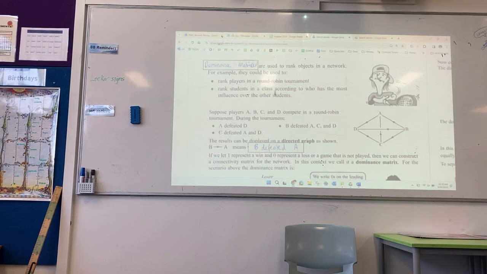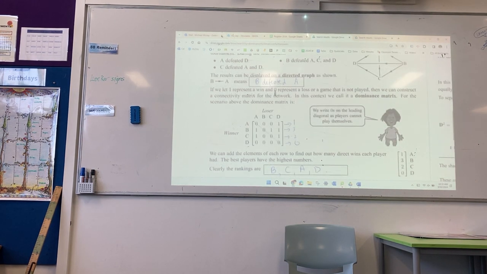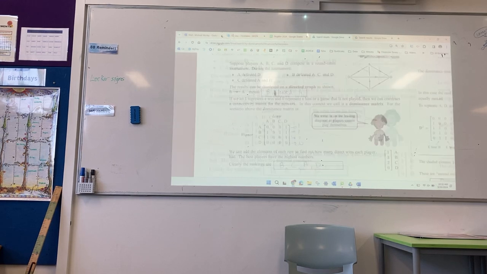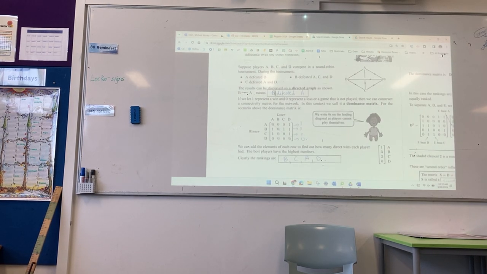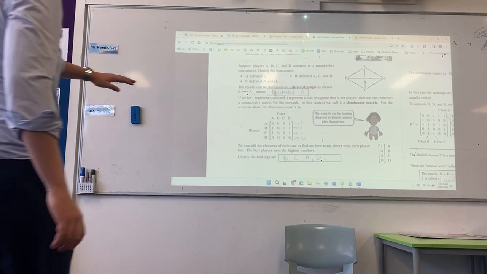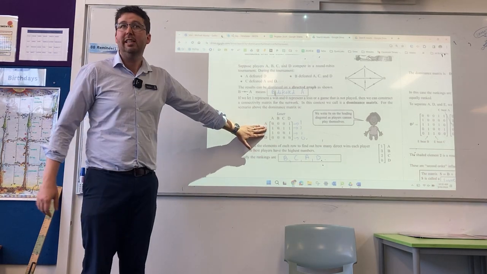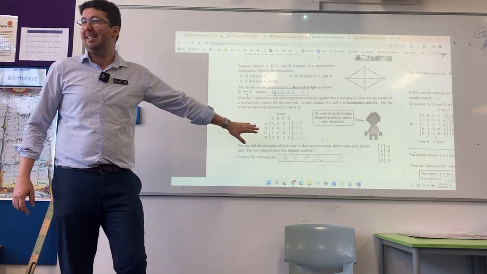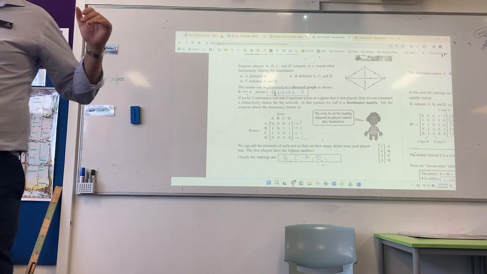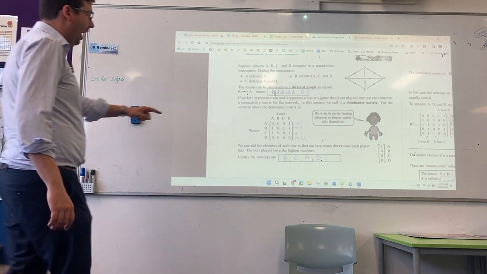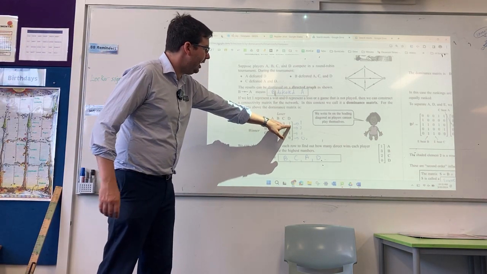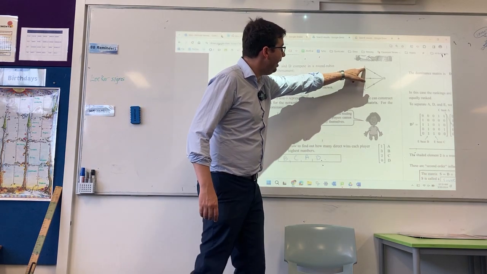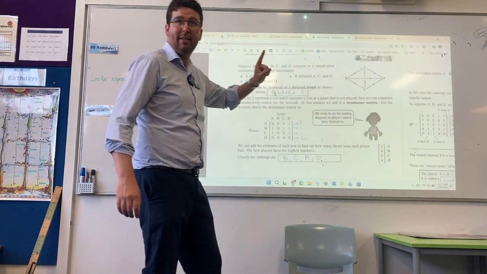It's a dominance matrix. For the scenario above, let's look at it. So here we go. So we've got our dominance matrix. Now constructing this dominance matrix is the same as a connectivity matrix. It's the same thing. You can see here, look, A defeated D, so we put a 1. See how the A goes to the D, so we put a 1 there? Make sense?